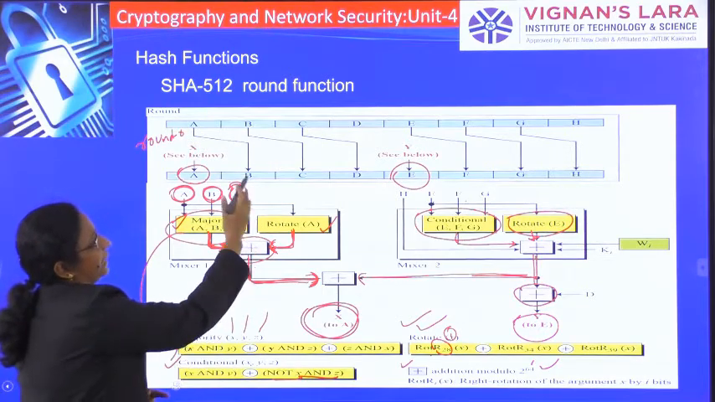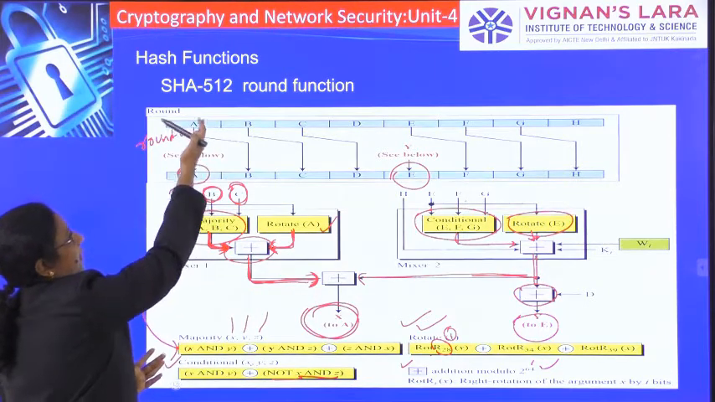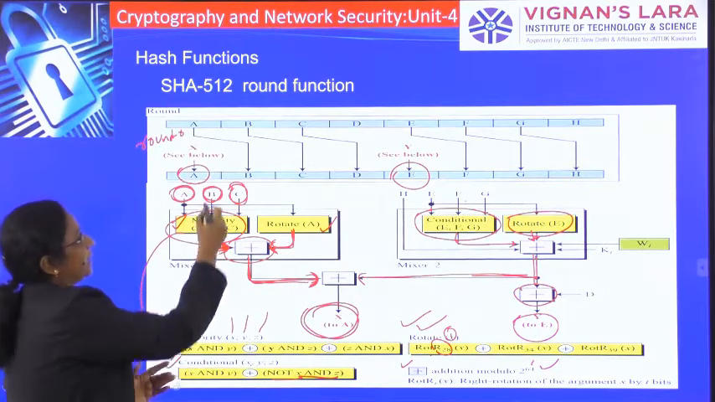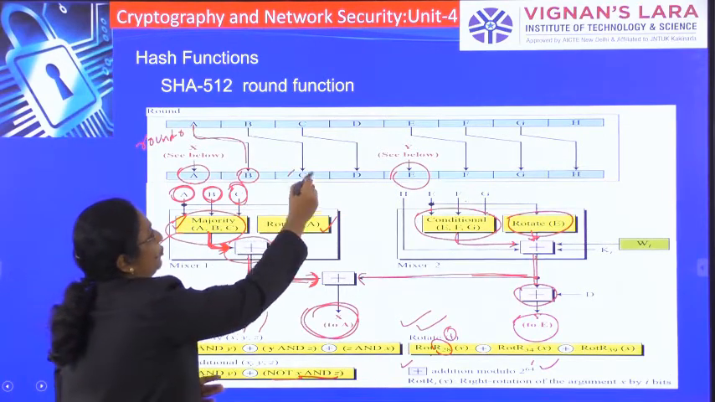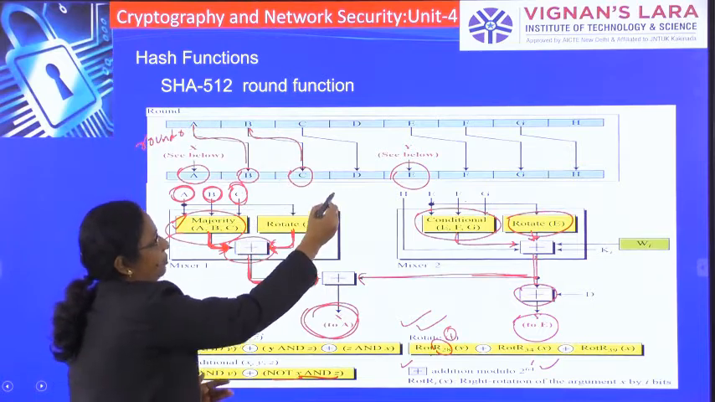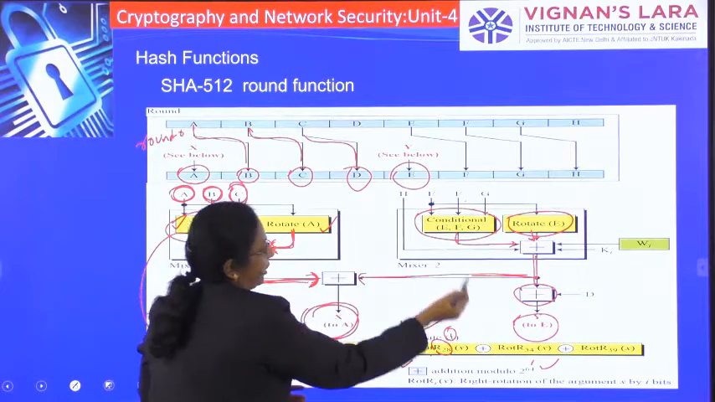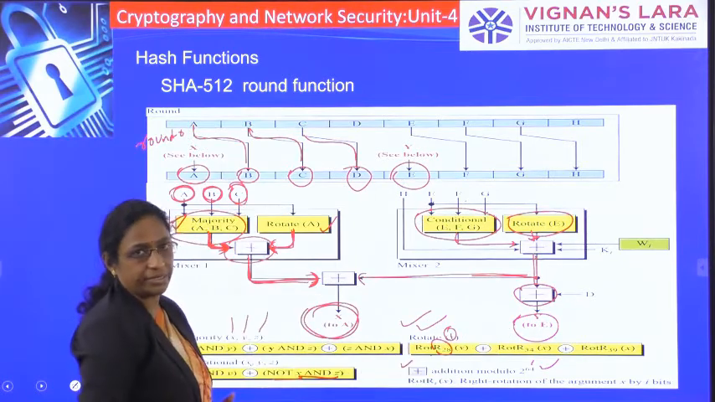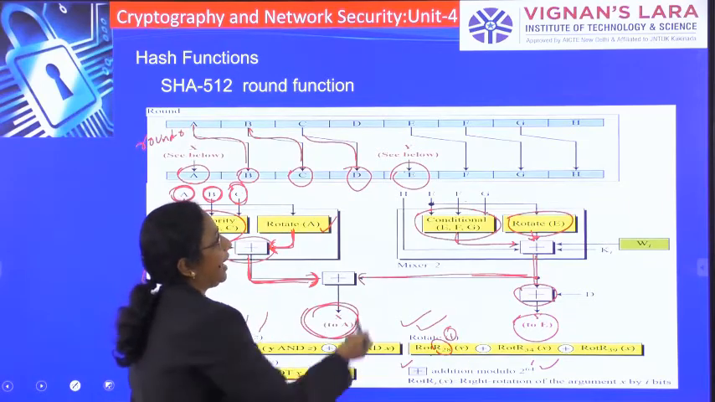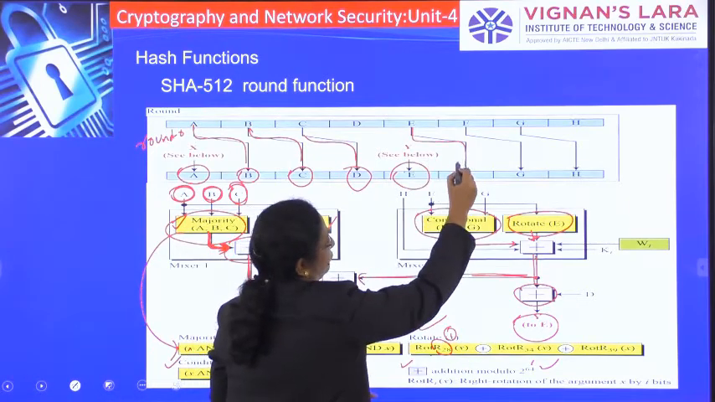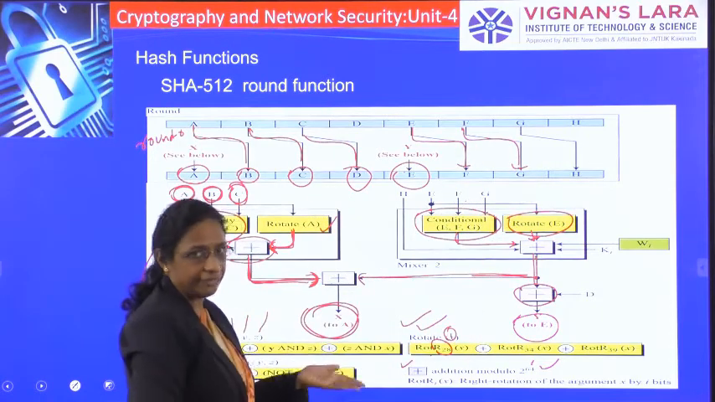And the other b, c, d, f, g, h values you will be getting from the previous blocks. Your new b value will be your previous a value, new c value will be your previous b value, new d value will be your previous c value, and already you have got your new e value from here. Your f value you will be getting from the e value, and the g value you will be getting from the f value.